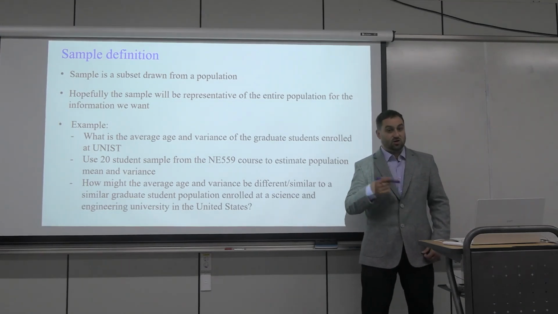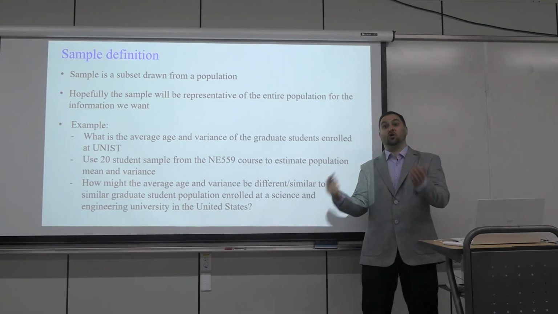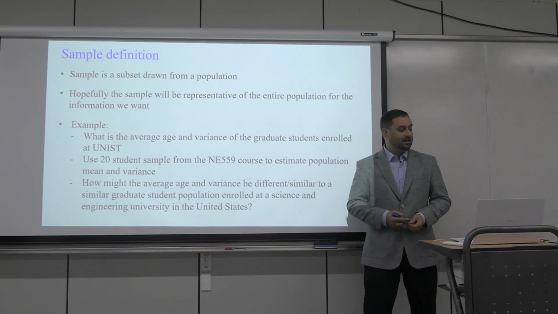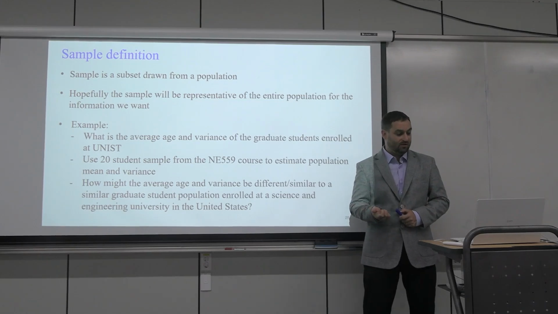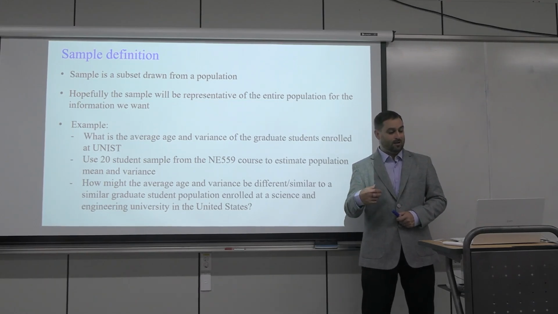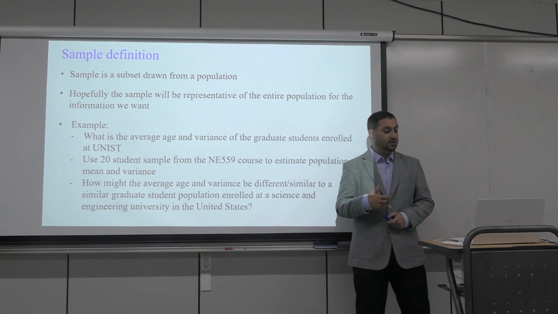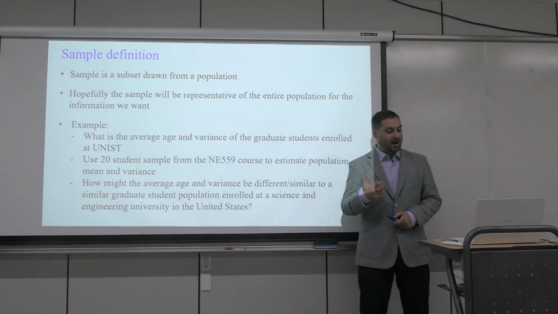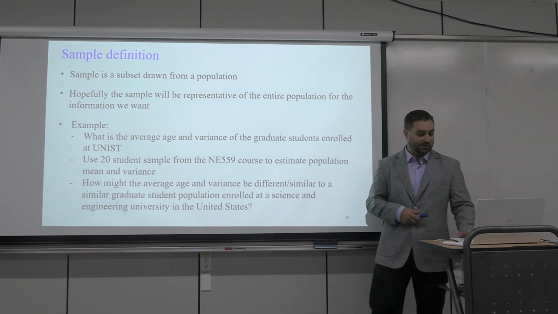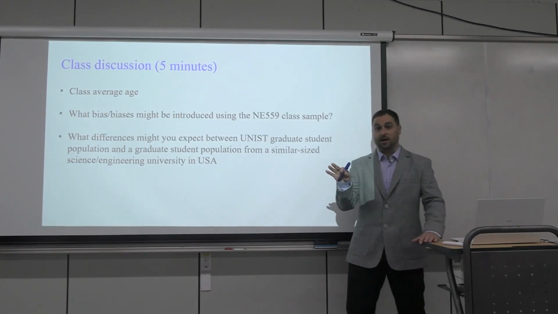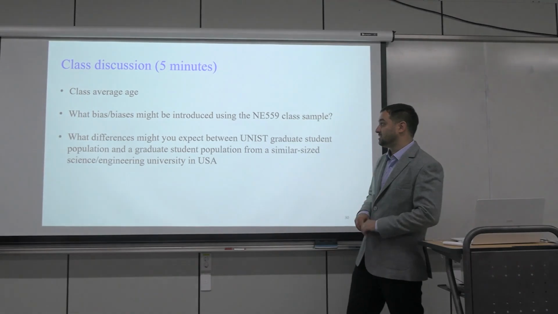I could survey the students in my class, and we could use the 20 student sample from my course to estimate the population mean and variance. But we should think, how might the average age and variance be different or similar to the graduate student population enrolled at a science and engineering university in the United States? Let's take a minute or two to think about this.